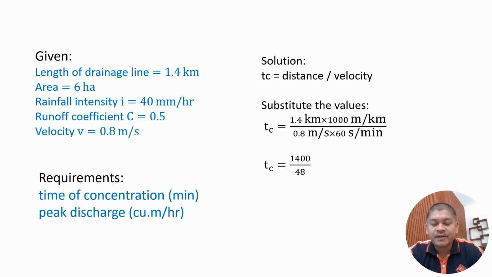To solve for the time of concentration, we divide the distance by the velocity. So it is similar to finding how long it takes to travel somewhere by using distance and speed. Right? So easy. After substituting the values, we simplify the equation and convert the answer into minutes. So we get the result of time of concentration equals 29.17 minutes. So please check the solution.